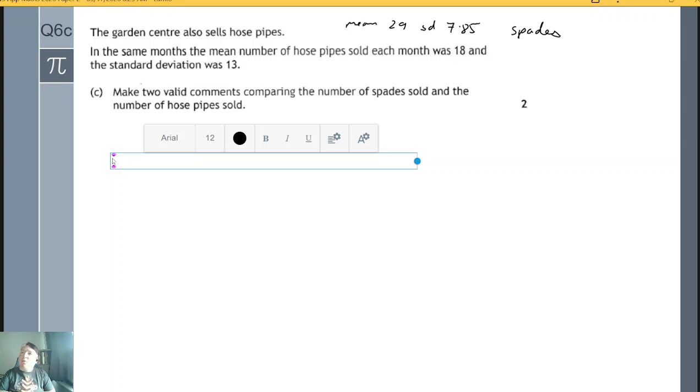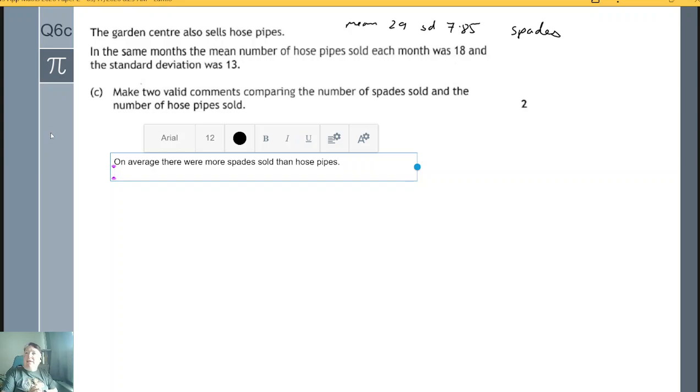Remember, we don't use the word mean, we use on average. So, on average, there were more spades sold than hose pipes. Like you could say, there were less hose pipes sold than spades. And for my next line, the standard deviation is 13. The standard deviation for spades was 7.85. Remember, the smaller the standard deviation, the more consistent the results. So the sale of spades was more consistent than hosepipes.